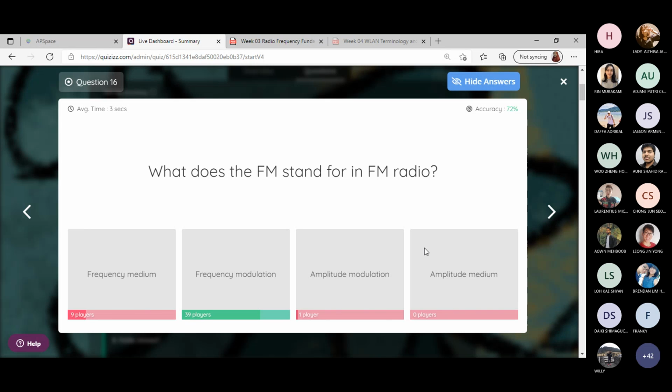Okay, next one. What does FM stand for? Of course, you don't answer these two, you need to choose between these two. It's actually related to modulation, the radio. So that's why the answer is frequency modulation.